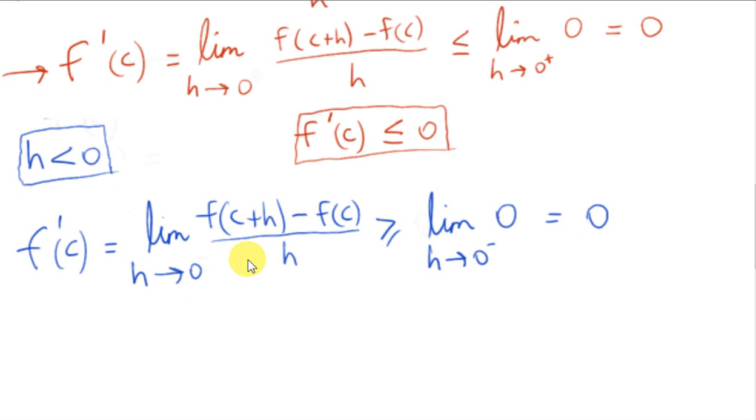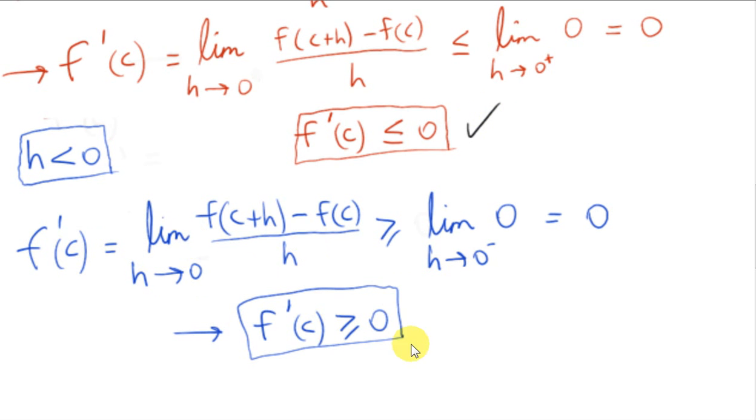So as before, if the limit exists, then both one-sided limits have to exist and equal f prime of c. So the limit as h tends towards 0 from the left must equal the limit as h tends towards 0 from the right. So if that's the case, the limit exists. So now we've established that f prime of c is greater than or equal to 0. So both of these results have to be true. The only way that both of them can be true is if f prime of c is actually equal to 0.